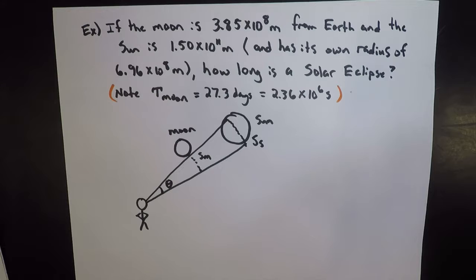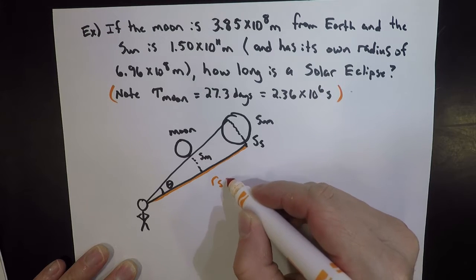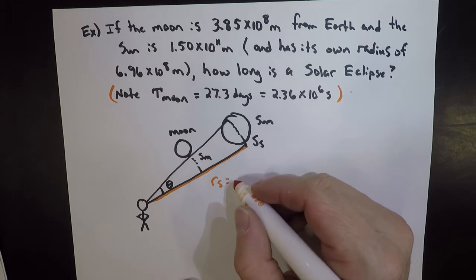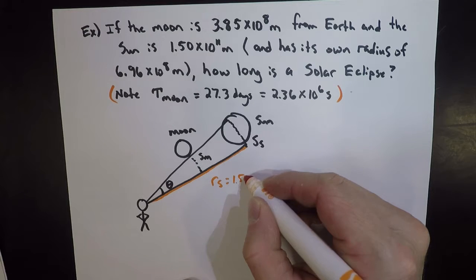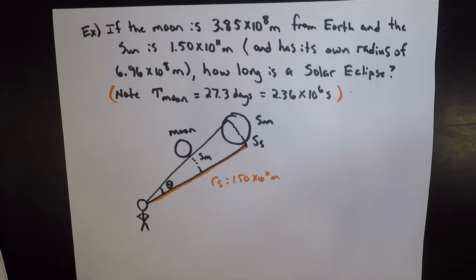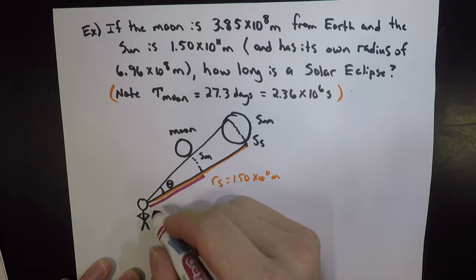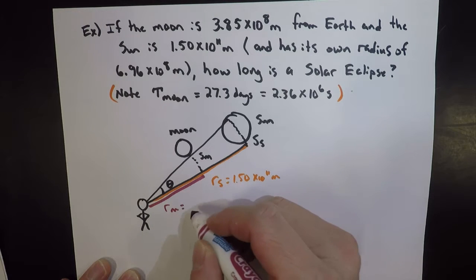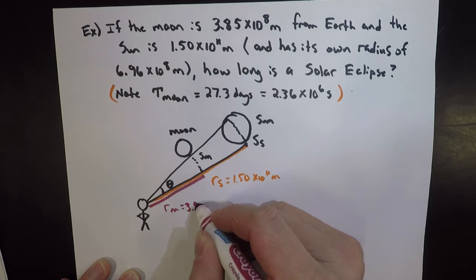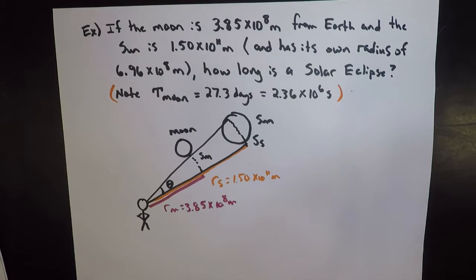Okay. Then we have two different radii as well. In the case of the sun, we're looking at this entire distance here. So RS is how far the Earth is from the sun, 1.5 times 10 to the 11th meters. And Rm, which is the distance from us to the moon, is 3.85 times 10 to the 8th meters. But both of them, in this picture, have the same angle that matters to me here.